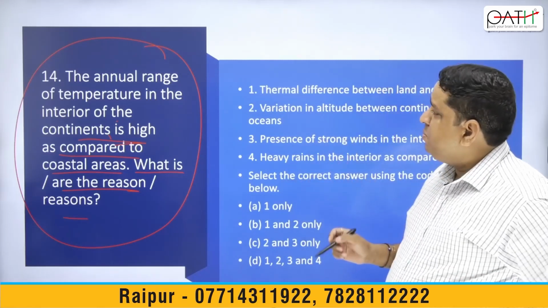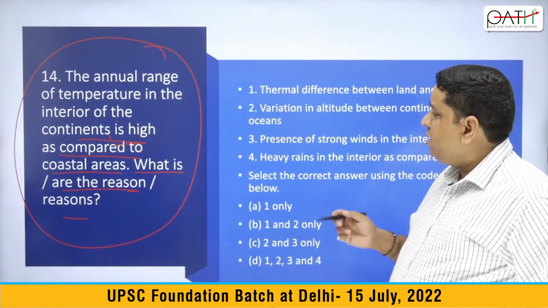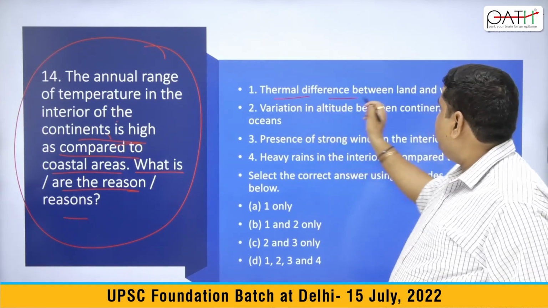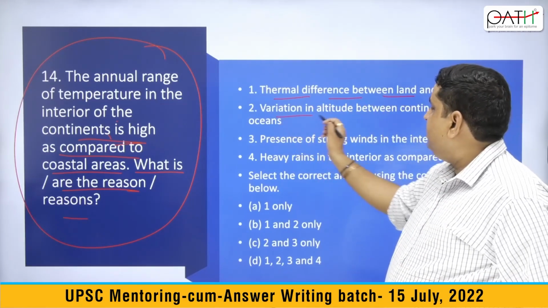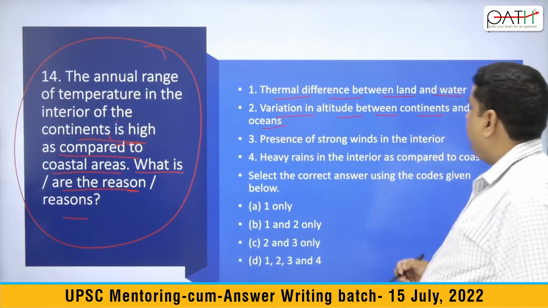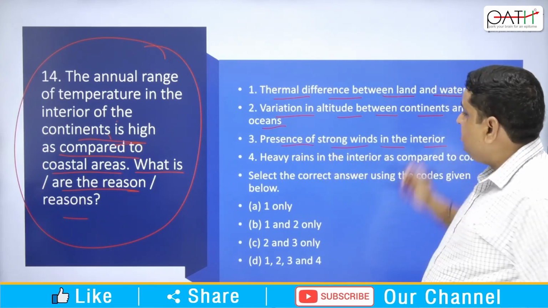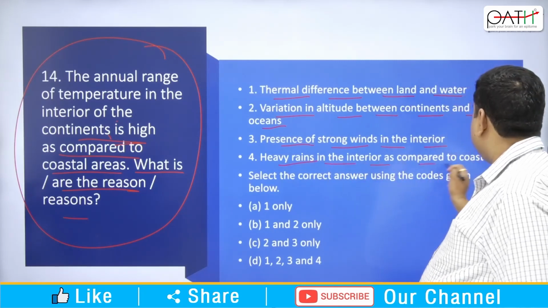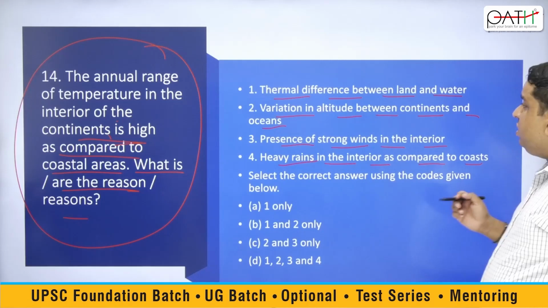The annual range of temperature in the interior continent is high as compared to coastal areas. What are the reasons? First, thermal difference between land and water. Second, variation in altitude between continents and oceans. Then, presence of strong winds in the interior. And fourth, heavy rains in the interior as compared to the coast. Select the correct answer using the code given below.